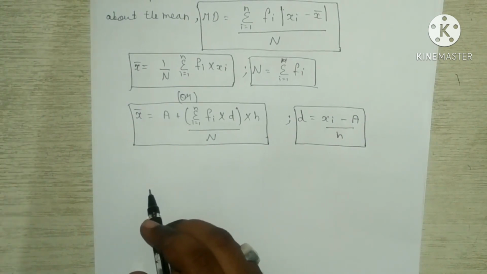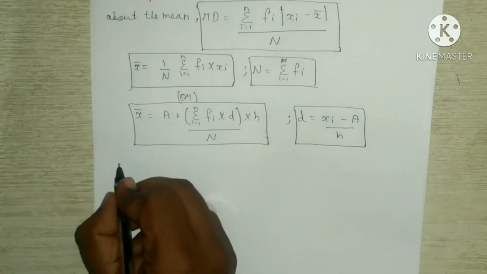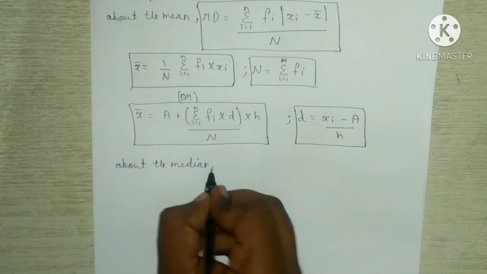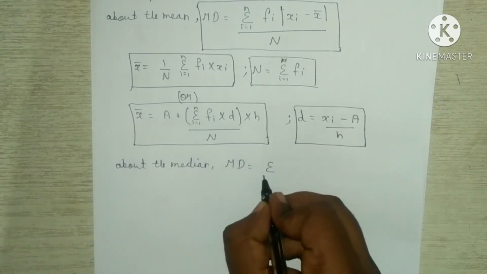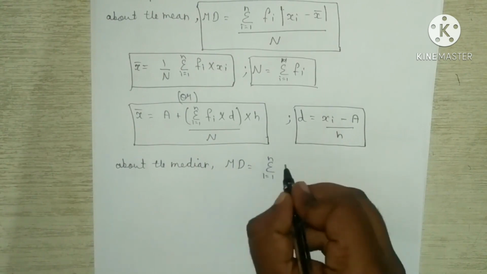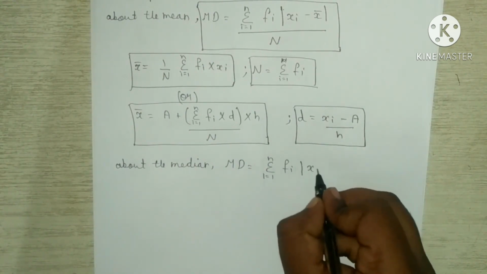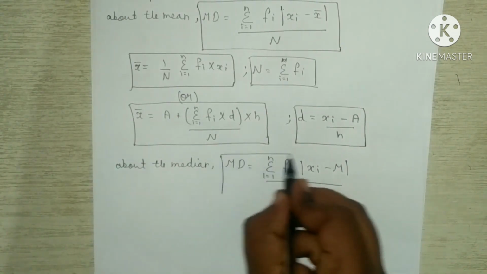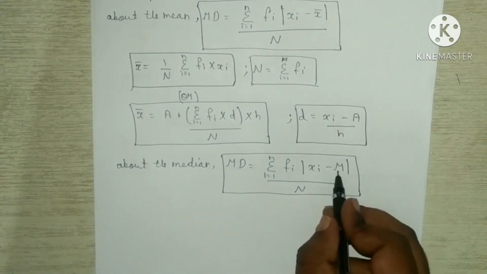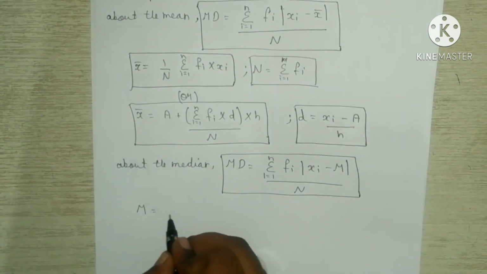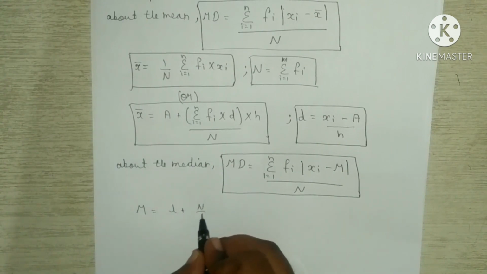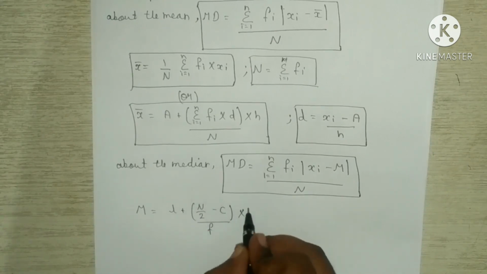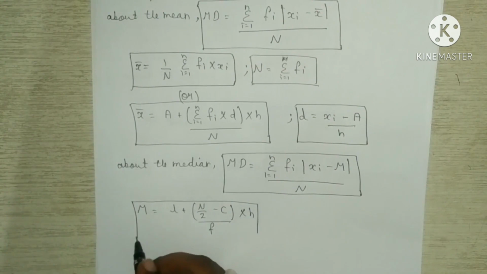If the question asks to find the mean deviation for grouped data about the median, use the formula for about the median. Mean deviation is equal to summation i varies from 1 to small n, fi into |xi minus M|, all divided by N. Capital M is nothing but the median. You need to find capital M. M is equal to L plus (n by 2 minus C) by f, into h. This is the formula of capital M.